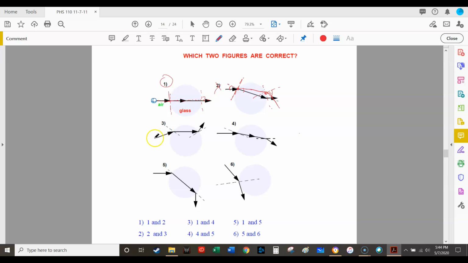Let's try number 3. Number 3 is coming in. It hits the interface right here, and then it draws, and it looks like it does bend towards the normal. When it comes here, it shows it reflecting off the normal line, where it should be bending away from that normal.